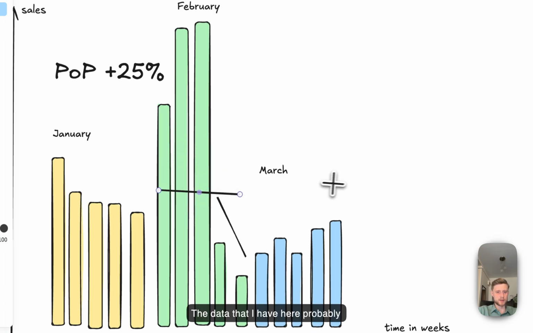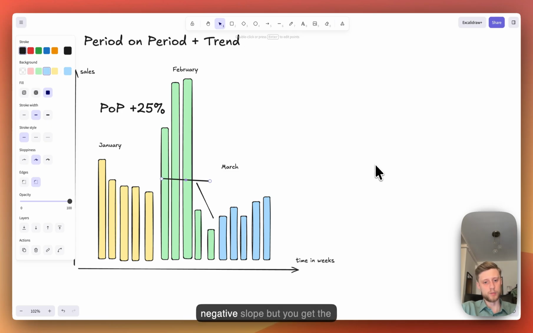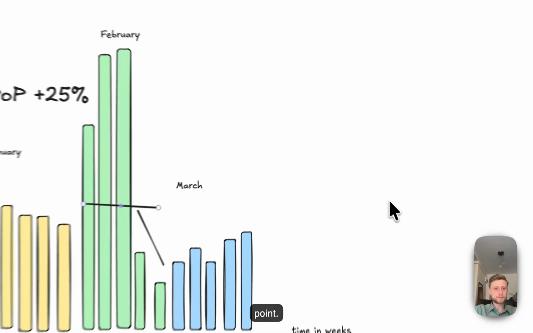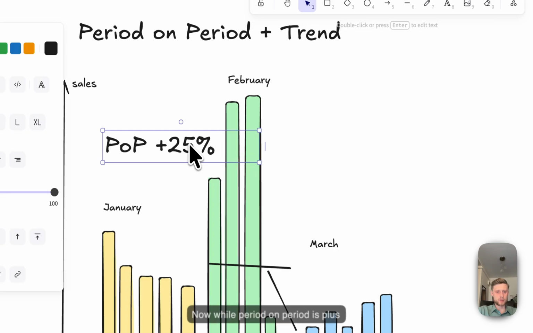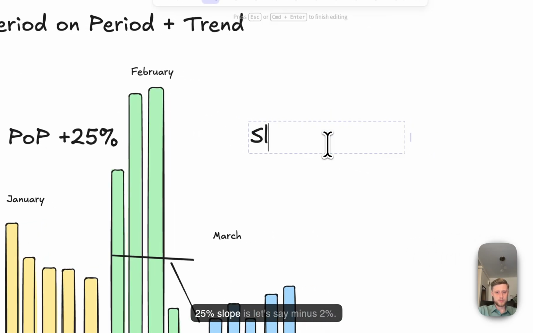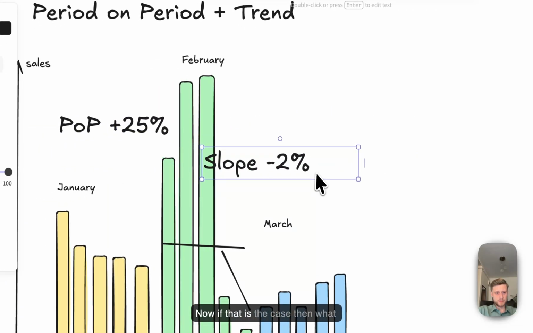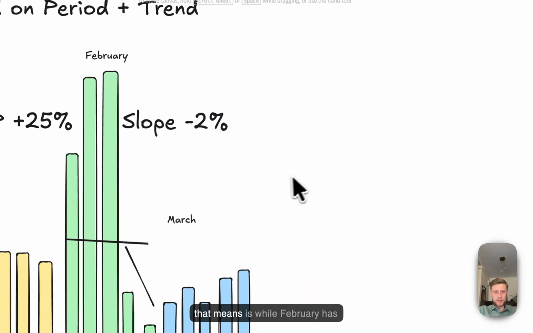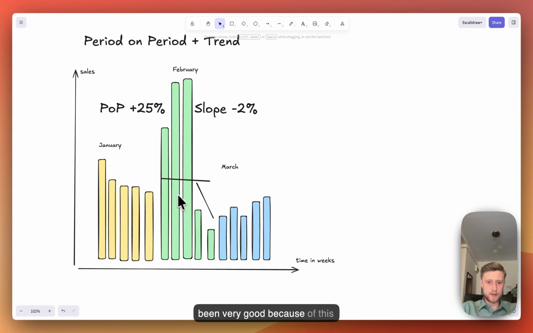The data that I have here probably doesn't necessarily reflect a slightly negative slope, but you get the point. Now, while period on period is plus 25%, slope is, let's say, minus 2%. Now, if that is the case, then what that means is, while February has been very good, because of this steep decline towards the end of the month, we could expect the month of March to actually be pretty slow. So from a forecasting perspective, this gives you insight over how the next period would actually be looking like.